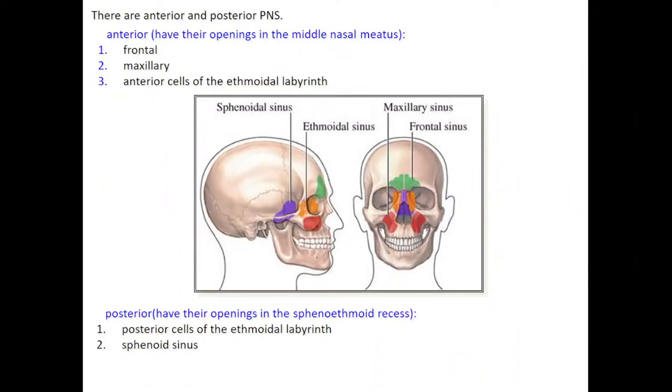Everybody remember that all paranasal sinuses are divided into anterior group and posterior. Anterior group is maxillary sinus, frontal sinus, and anterior ethmoid cells. The posterior group have their openings in the sphenoethmoid recess and superior nasal meatus: posterior cells of ethmoidal labyrinth and sphenoid sinus. And all sinuses of the anterior group are drained into the middle nasal meatus.